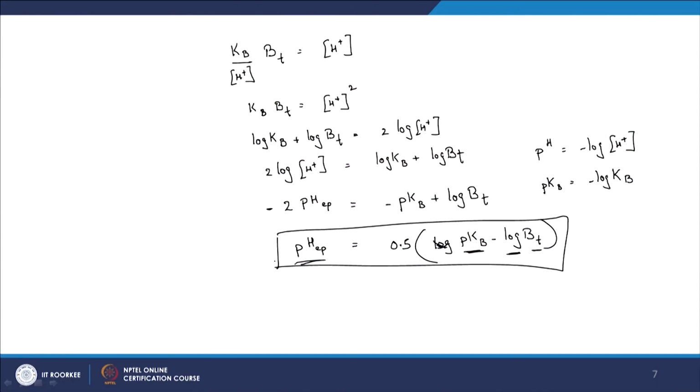And so once you have this pH of the equivalence point, you know when to stop the titration, right, or you can also obviously look for a particular color change or an indicator, so that will have its particular color change at this particular pH, right.